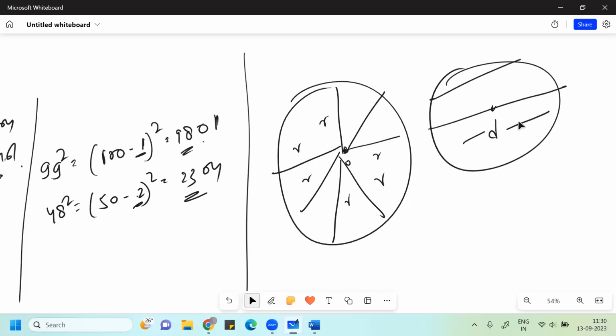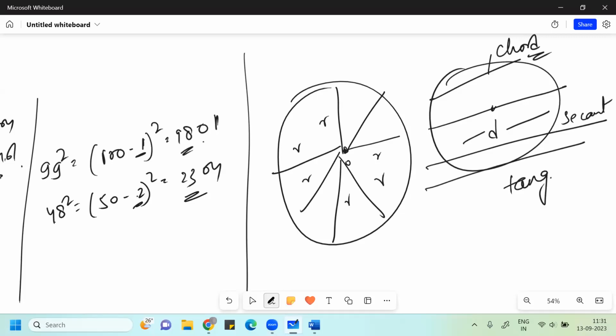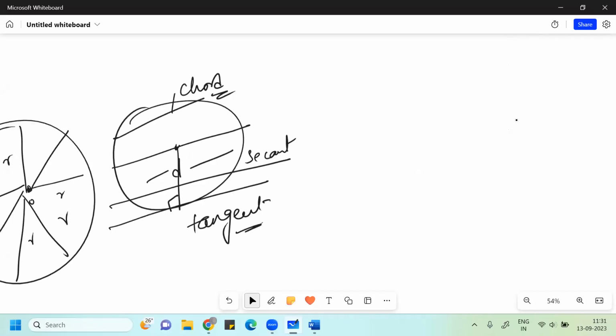Any other line is called as chord. Chord is any line which can touch one point of the circle to the other point of the circle. This is called as secant. If you draw a line which can intersect the circle and go, we call this as secant. This is called as tangent. The line which is perpendicular from the center, that is called as tangent. And this tangent just touches the circle. So this much, please be clear with your concept.